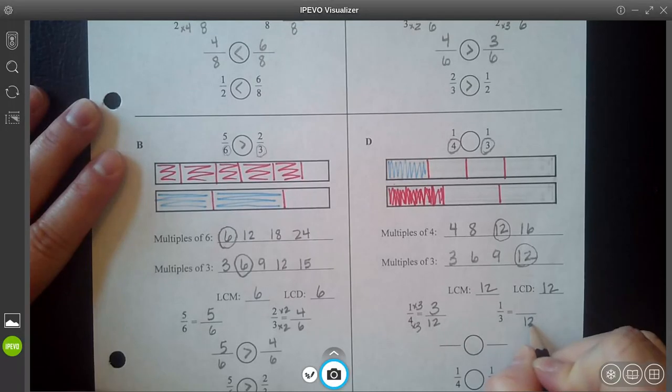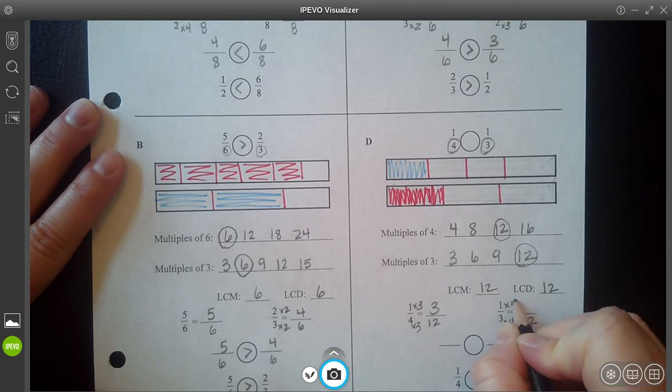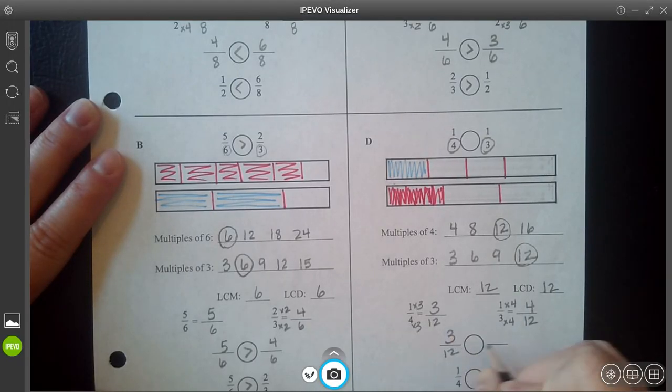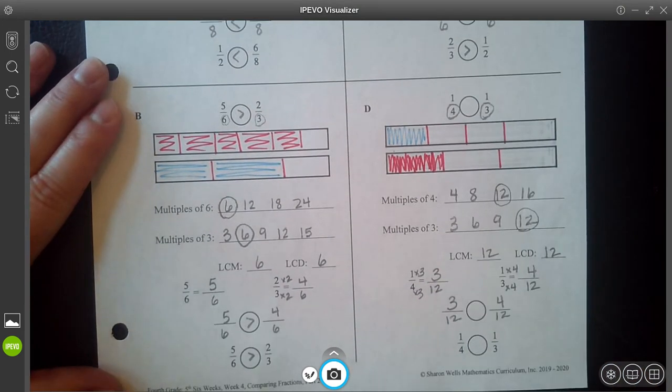All right, let's turn 1/3 into 12ths. 3 times 4 is 12. Therefore, 1 times 4 is 4. So we're going to compare 3/12 with 4/12. Common denominator makes it super easy. 3/12 is less than 4/12. Therefore, 1/4 is less than 1/3.